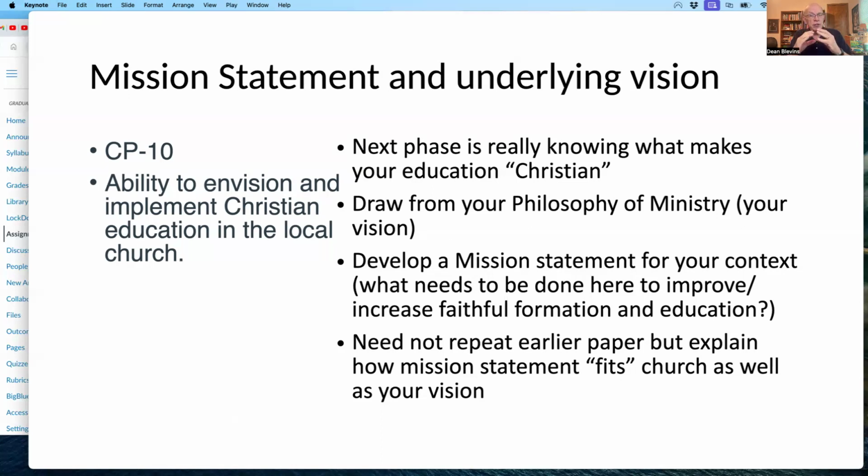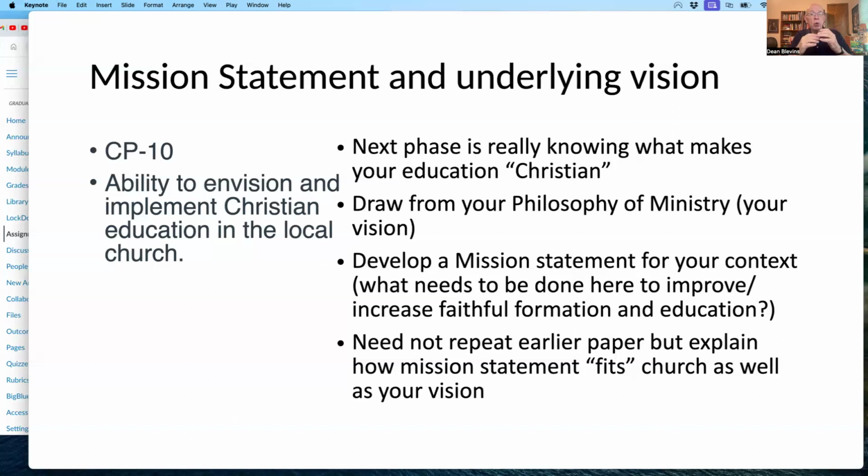And that first phrase, envision, is a piece of this. So, what is it that makes your education Christian? Now, your last paper should have already started setting that out for you. So, again, I'm not asking you to do much, but how might you write a paragraph or two that really names what you think faithfulness looks like and develop a mission statement for your context to address that. What needs to be done here to improve and increase faithful formation and education is the question.